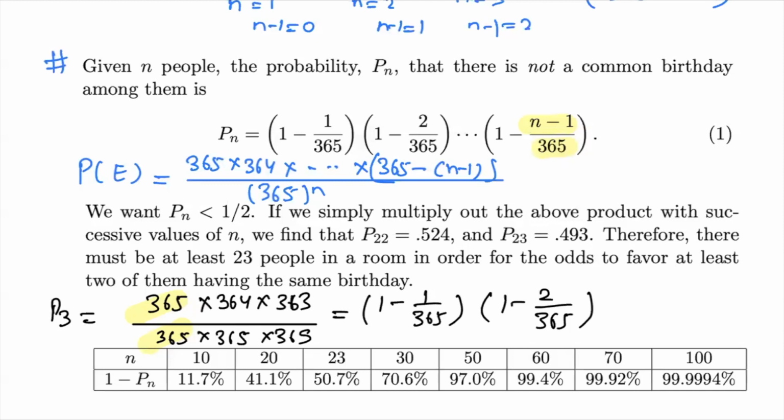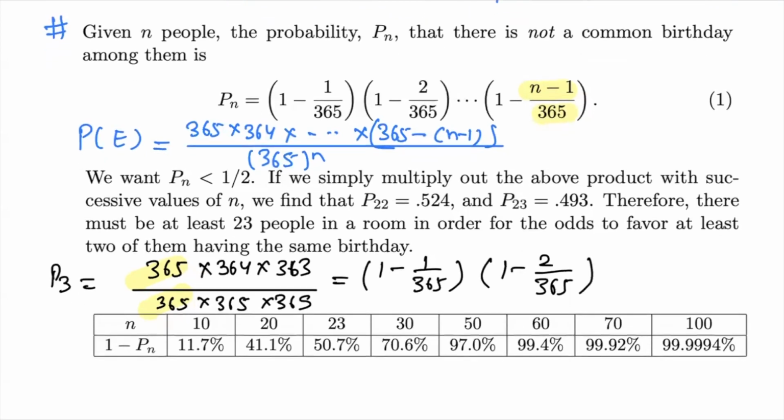So now we need to find out the value of n for which P(n) is less than 1 by 2, that no two persons have the same birthday.